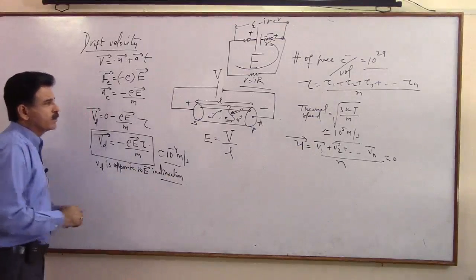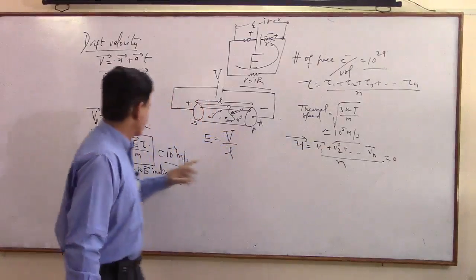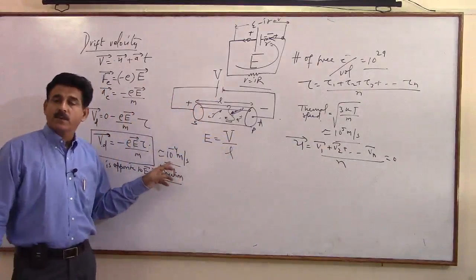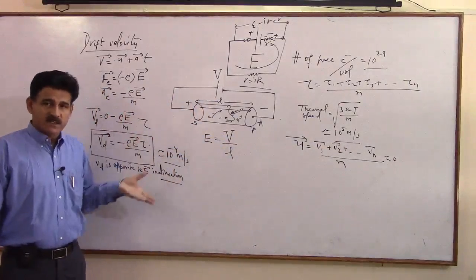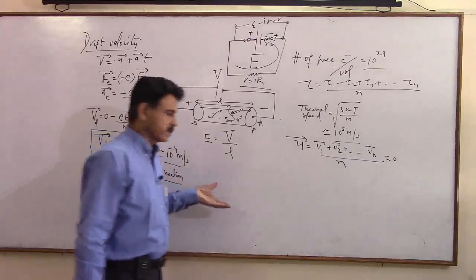अब देखिए, कहाँ तो आप 10 to the power 5 मीटर पर सेकंड से मूव कर रहे थे और कहाँ आप 10 to the power minus 4 मीटर पर सेकंड पे आ गए. There is a drastic reduction. Now few questions may come in our mind.